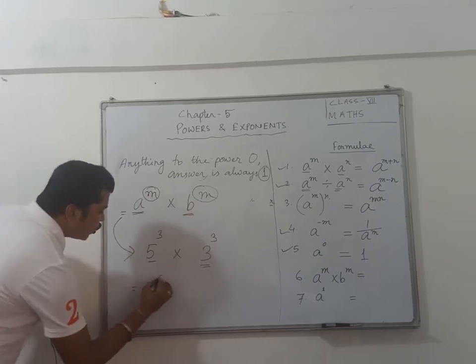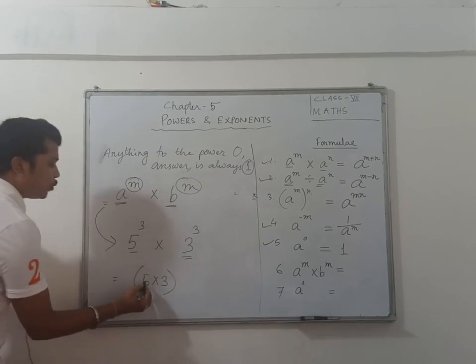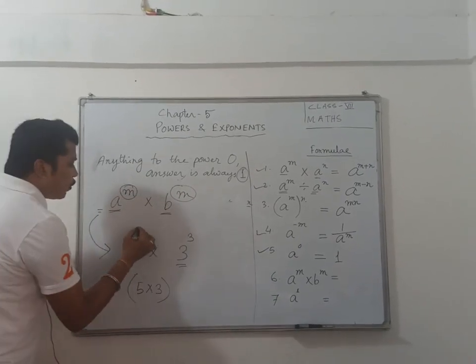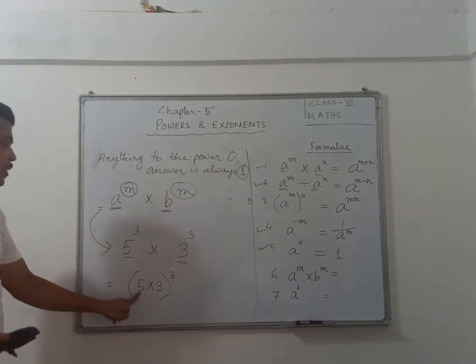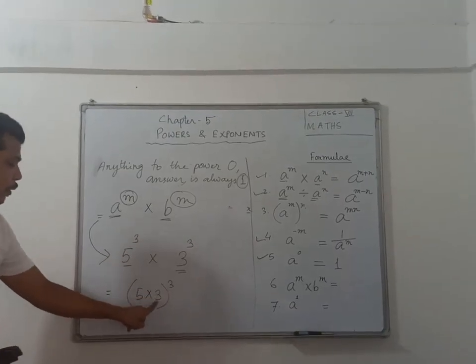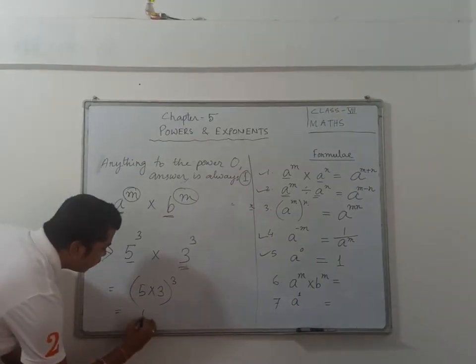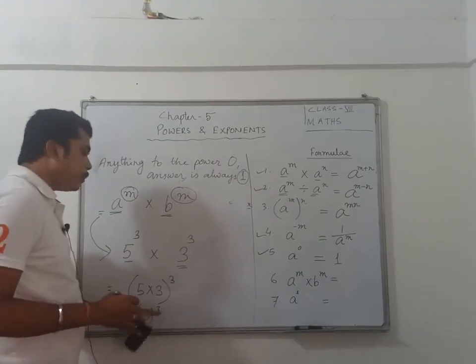What you have to do? You have to write the bases under bracket, both sides you have to give bracket. Then the powers are the same, so you have to write it only one time outside. That means this 3 is the power of 5, also this 3 is the power of 3. Okay, so 5 into 3, the answer will be 15, whole thing to the power 3. Okay, or 15 to the power 3.